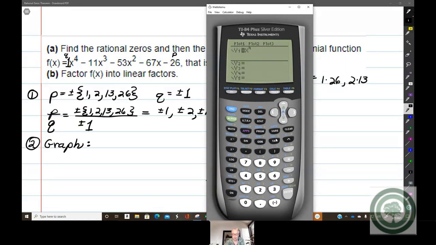X caret 4, come down, minus 11, x to the third, x caret 3, come down, minus 53x squared, minus 67x, minus 26. Okay.